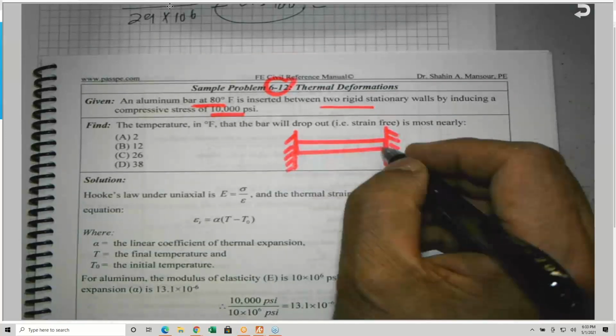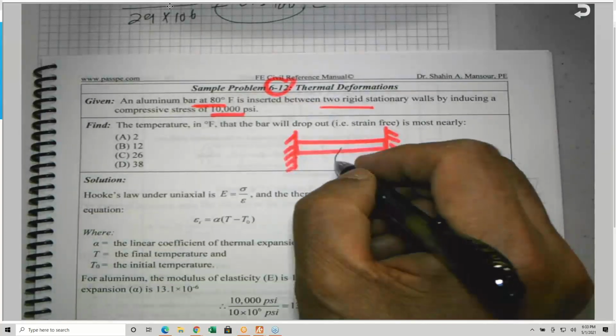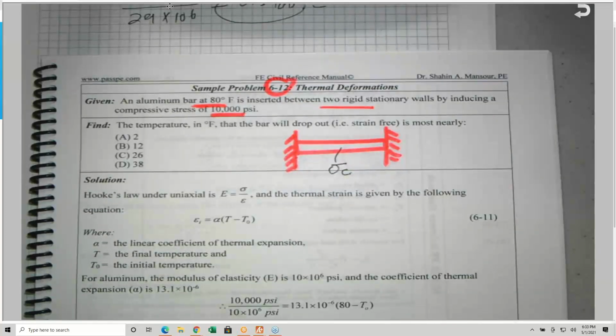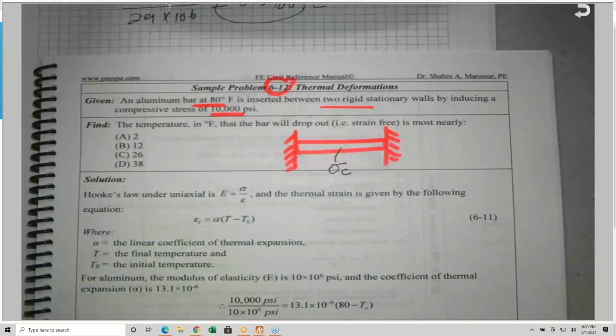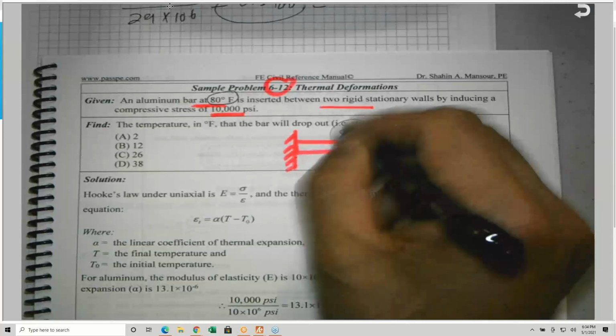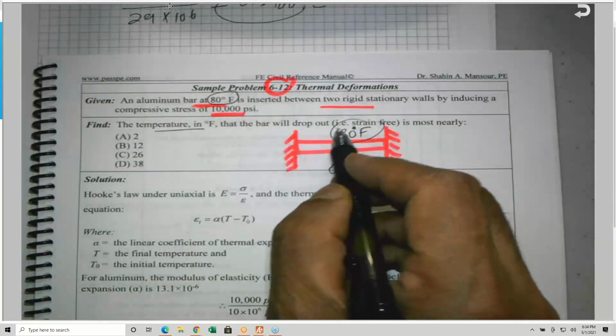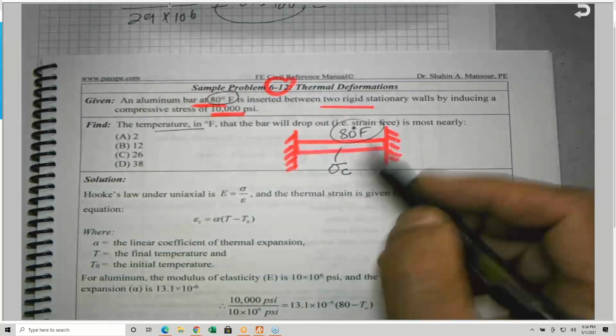And I insert this bar between these two, such that the existing compressive stress, sigma compressive, sigma C, by the way, we're using C for the compressive, is... this is 80 Fahrenheit. Okay, so right now this is at 80 Fahrenheit. What will be the temperature at which the bar will drop out, where the strain will be 0?